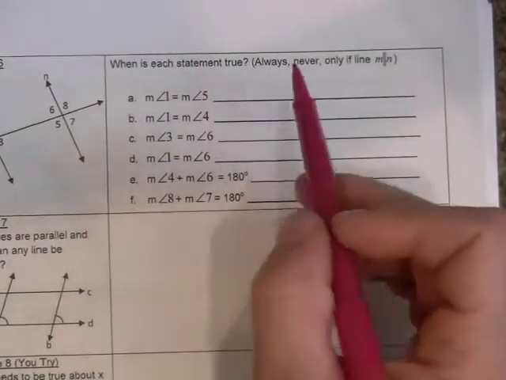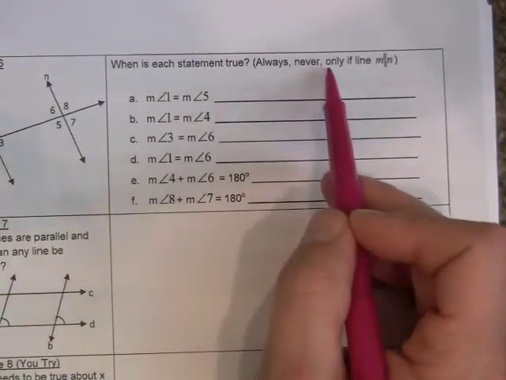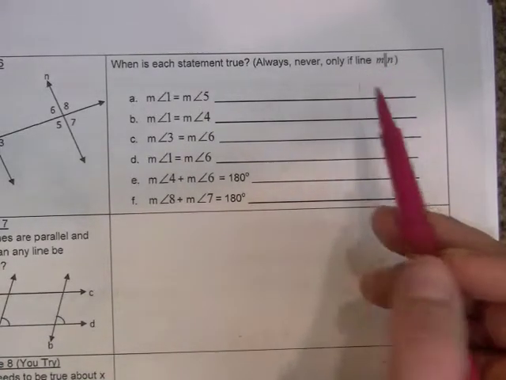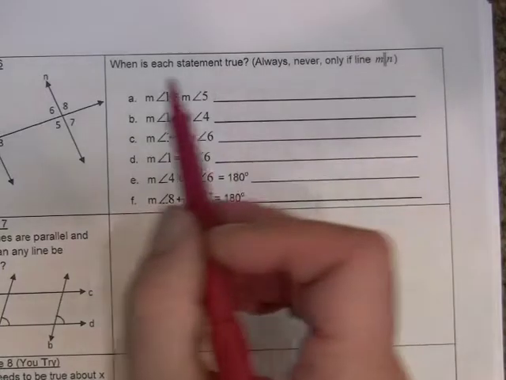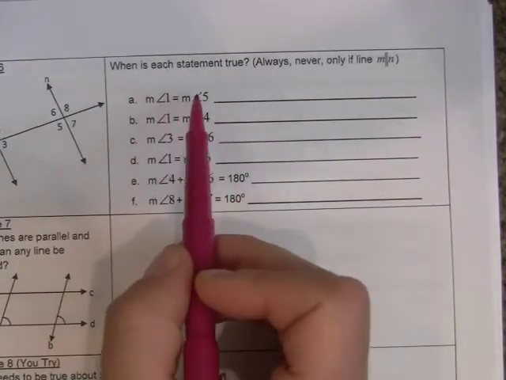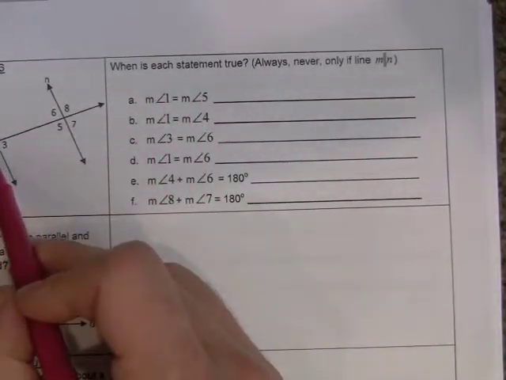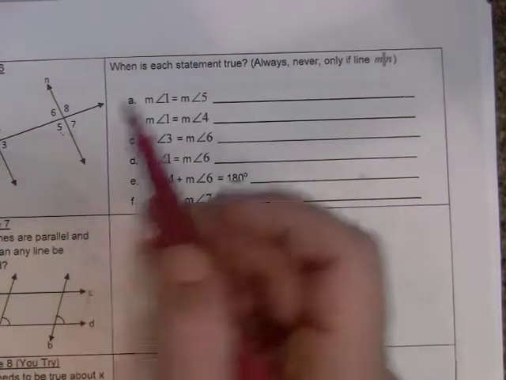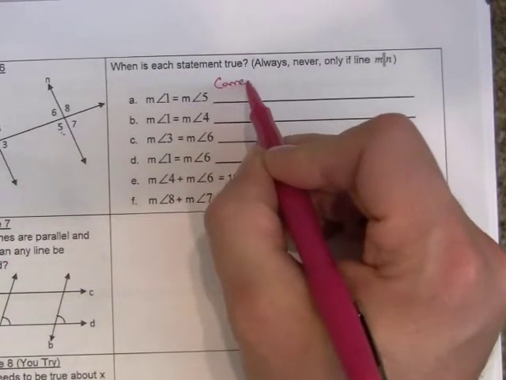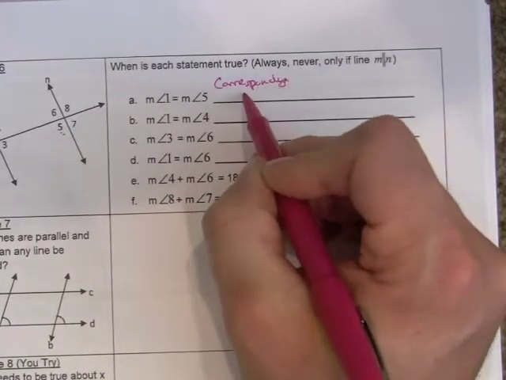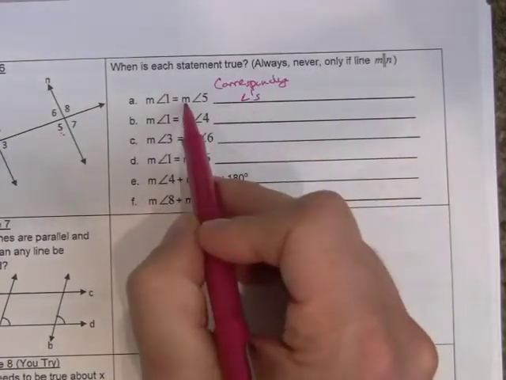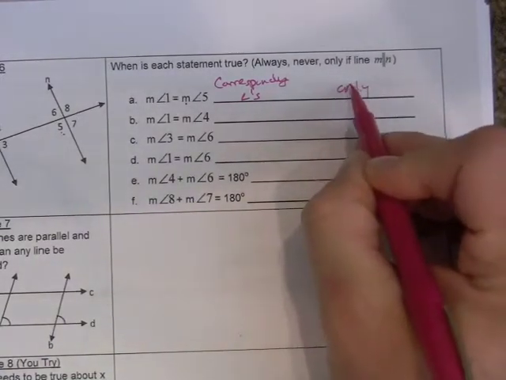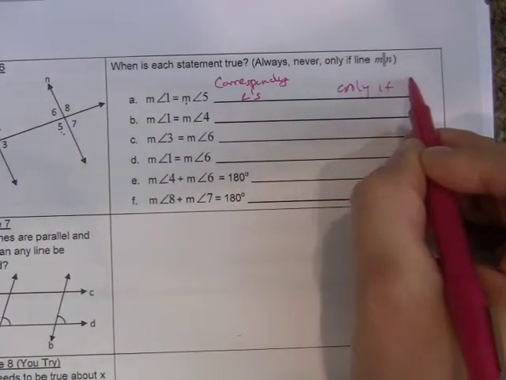When is each statement true? Is it always true, never true, or only if the lines are parallel? Well, let's go through each angle relationship here. Angle 1 is equal to angle 5. Well, these are corresponding angles, okay? Remember, corresponding angles are only equal when the lines are parallel. So the answer would be only if parallel.